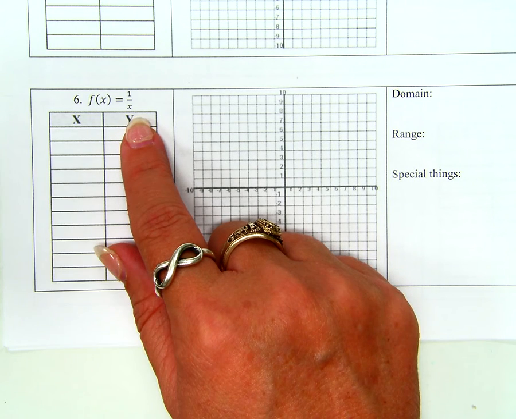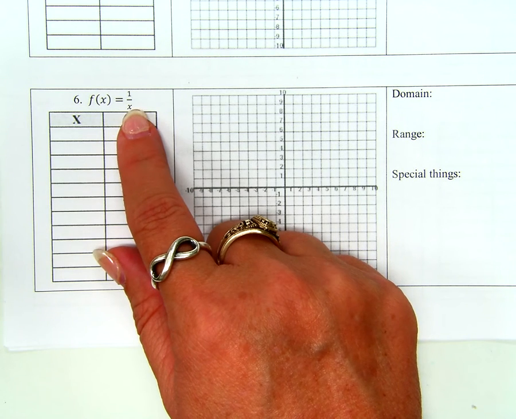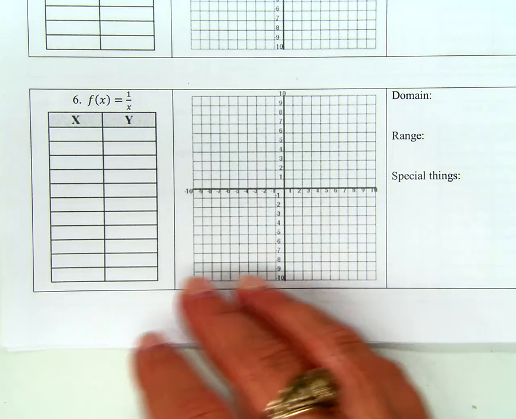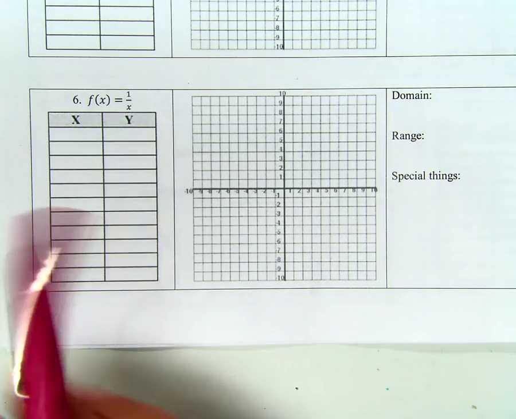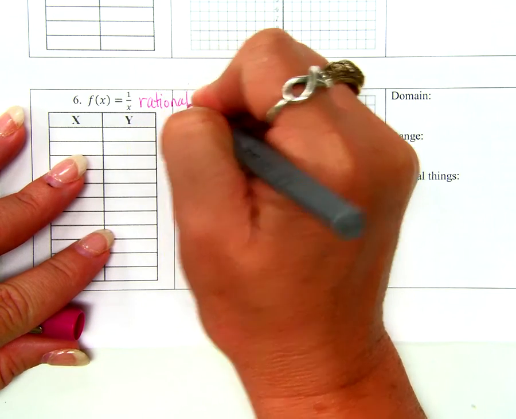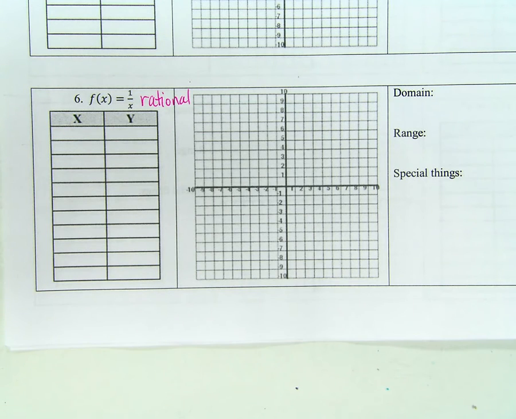Let me ask you this question. What does this look like? Fraction. It's a fraction, right? What's another word for fraction? Ratio, right? Guess what this kind of function is called? Rational. Okay, good job. Rational function. Okay?